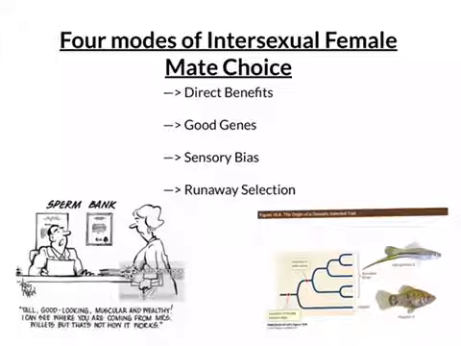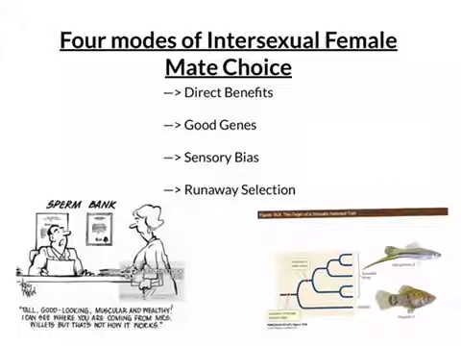The second mode is good genes. Good genes is when females choose males that possess favorable traits. For example, healthy males tend to be more colorful, while diseased males tend to have faded colors. As a result, females can avoid being tricked.